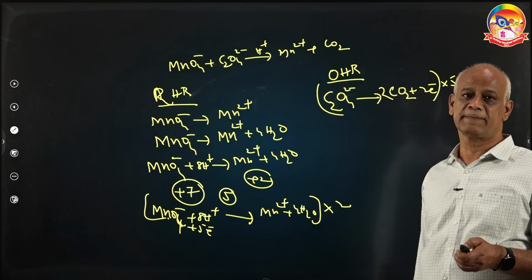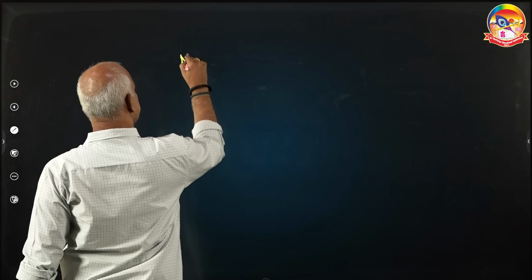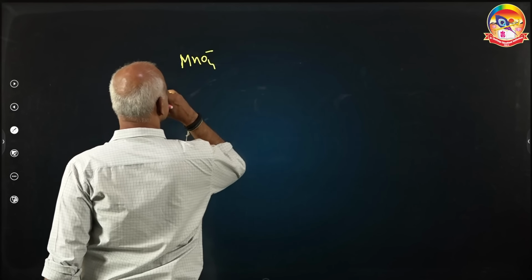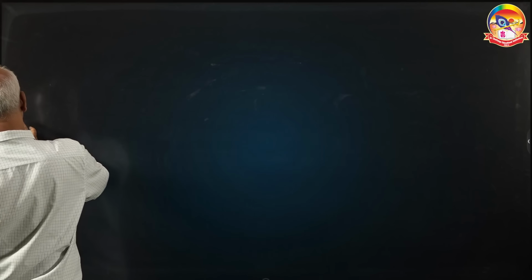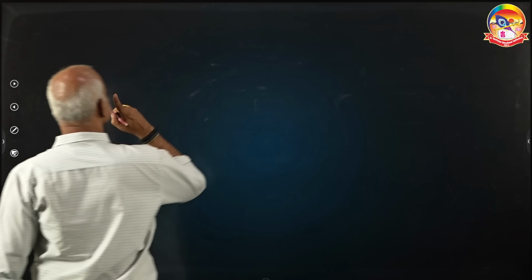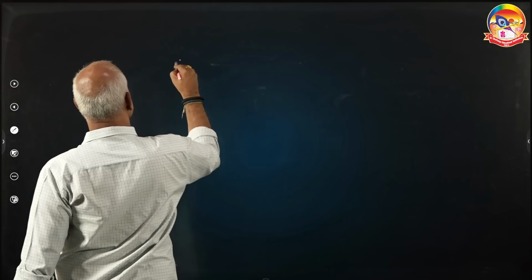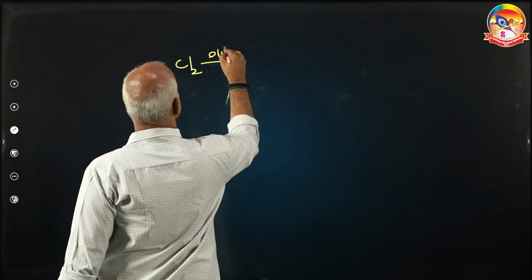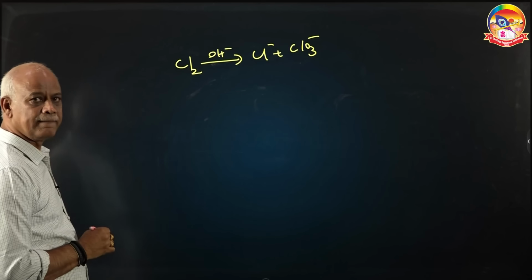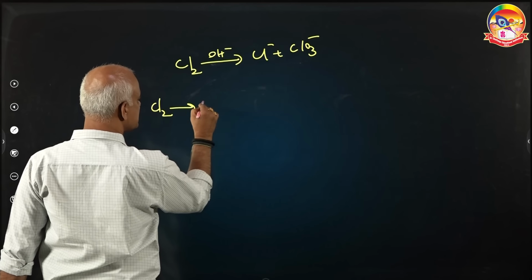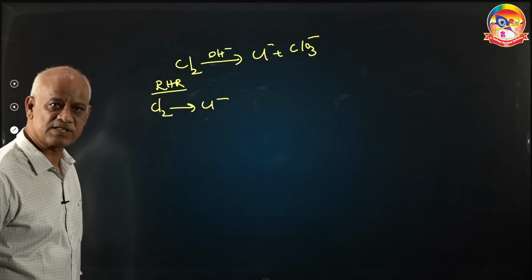This is acidic medium. Let us say basic medium. Why should I take permanganate every time? I'll take Cl2 in basic medium, giving Cl minus and ClO3 minus. I will actually balance this. Cl2 giving Cl minus, if you agree with me, should be reduction because 0 to -1.